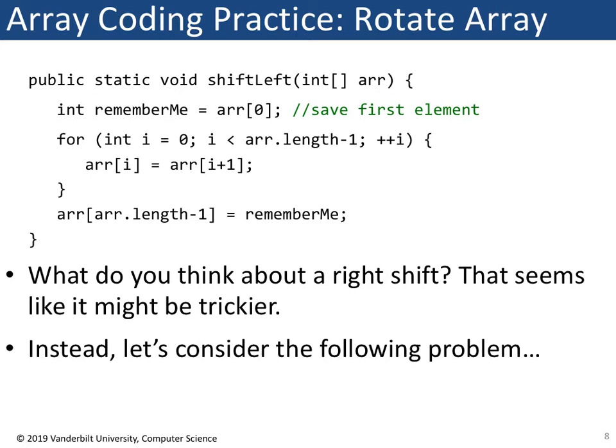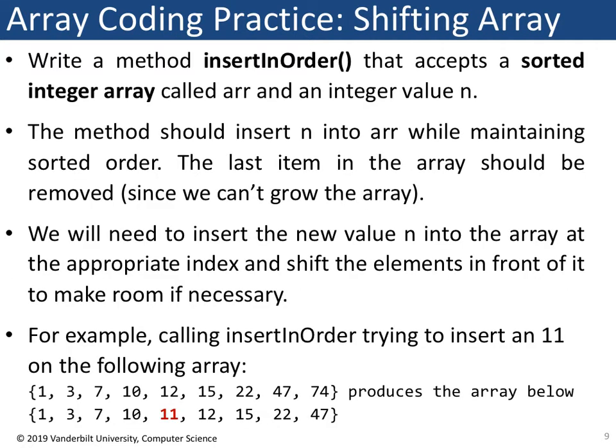So we would need to count backwards, is what I'm saying. We would need to start counting at array length minus 1 and count down to 0. Instead of worrying about a shift right, we'll leave that for you to play with.